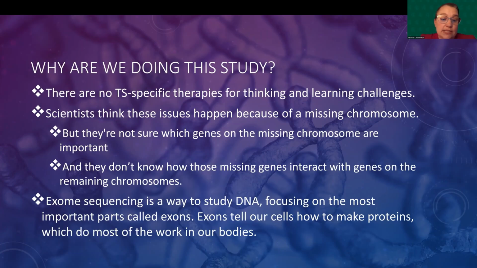Now, exome sequencing is a way to study DNA, focusing on the most important parts called exons. Exons tell our cells how to make proteins, which do most of the work in our bodies, including in our brains. So our goal is to identify genes involved in the neurocognitive profile of Turner syndrome by integrating exome sequencing with cognitive testing.